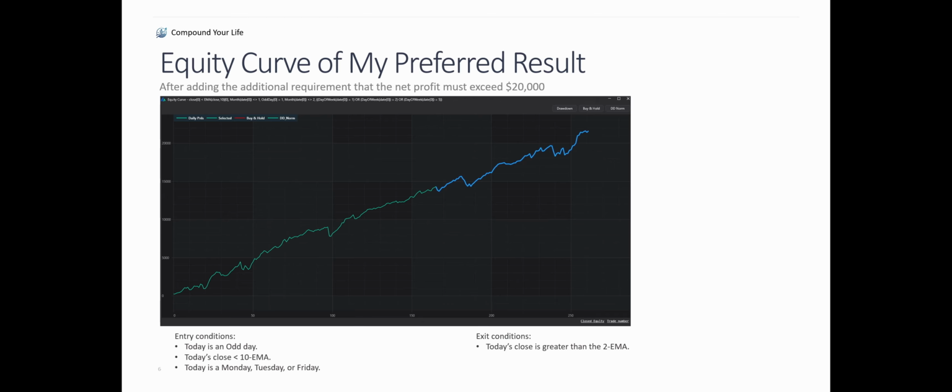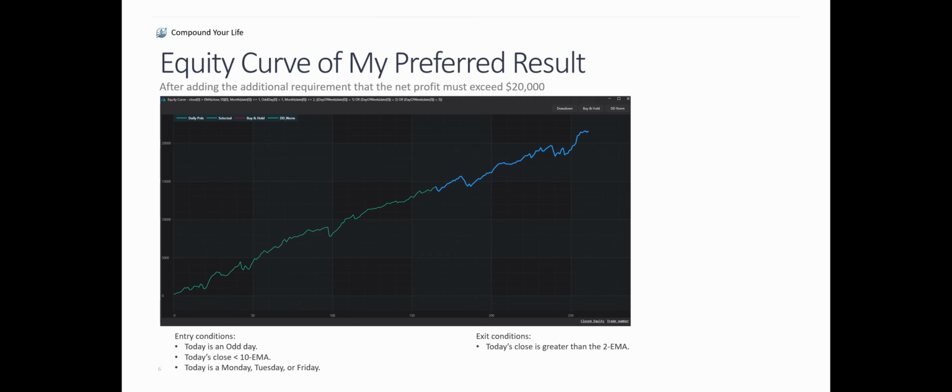So the rules it came up with were today has to be an odd day. Again, that was the rule that we set as required. And then today's close has to be less than the 10-bar EMA. And then today has to be a Monday, Tuesday, or Friday. And then the exit condition is that today's close has to be greater than the 2-bar EMA, and that's the 2-bar EMA as of the previous day. It's not counting the 2-bar EMA as of the current day.